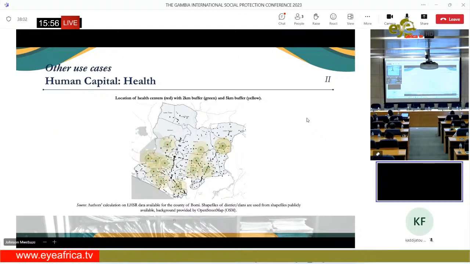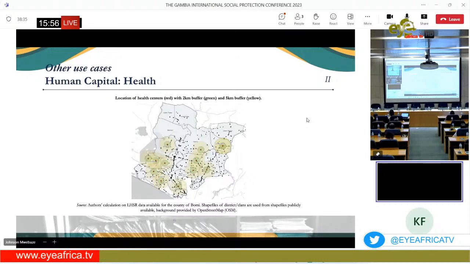Because of the additional information they collected, which is the community mapping, you can see they've done a few simulations just to show a bit of location. For example, this one shows us where the health centers are. The red dots are the health centers, and then you have the green circles around the health centers showing the 2-kilometer buffer. So it shows how many extreme poor households are living within the 2-kilometer buffer from the health center, and then the yellow one, of course, is the 5-kilometer buffer.